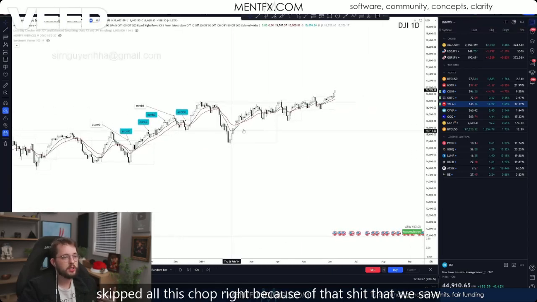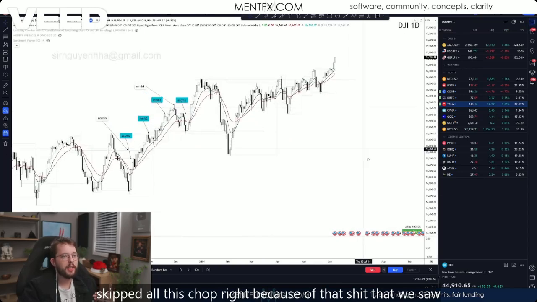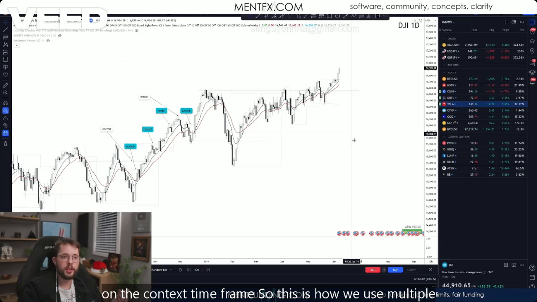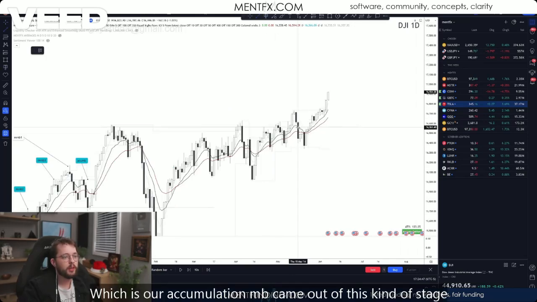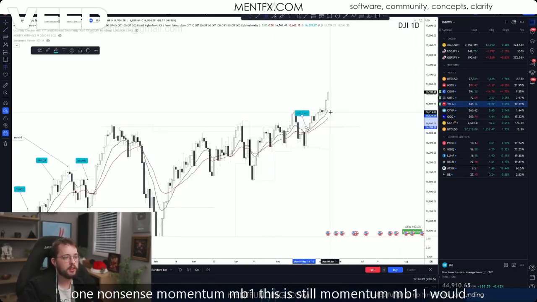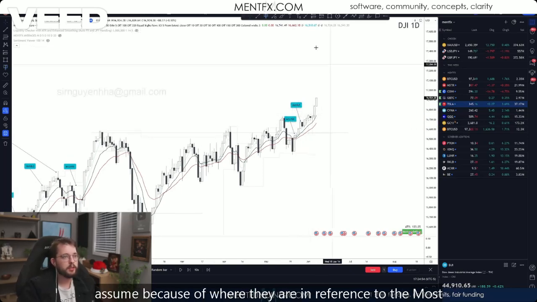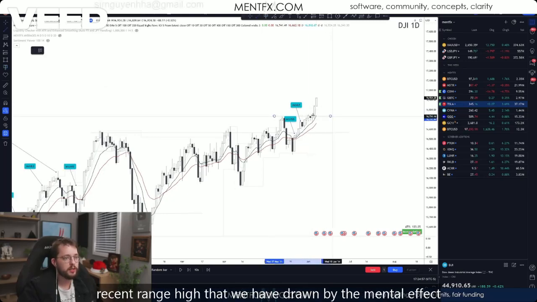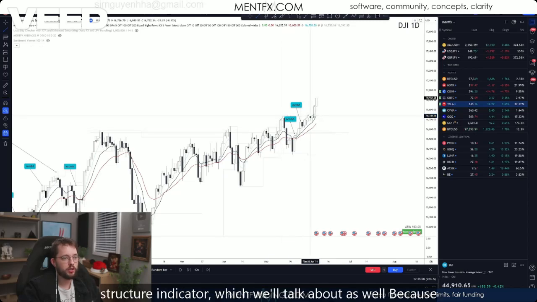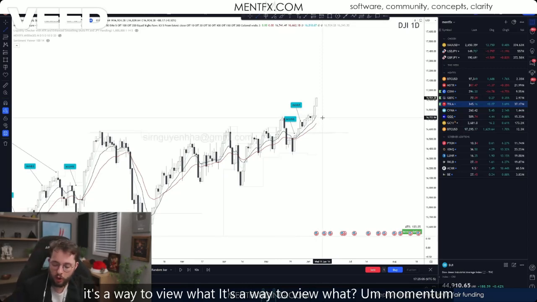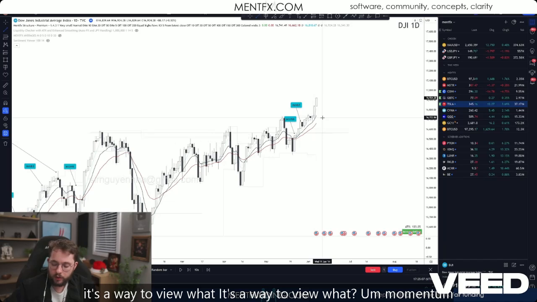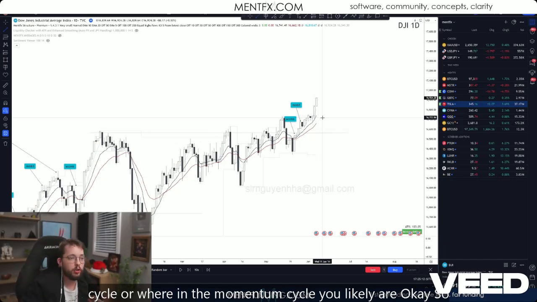And look at this. We just skipped all this chop because of what we saw on the context time frame. So this is how we use multiple time frames to align ourselves. We came out of here, which is our accumulation MB, came out of this kind of stage 1 nonsense, momentum MB1. This is still momentum MB1, I would assume, because of where they are in reference to the most recent range high that we have drawn by the Mentafex structured indicator, which we'll talk about as well, because it's a way to view where in the momentum cycle you likely are.